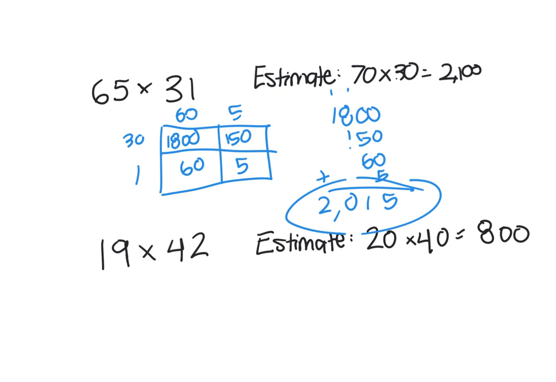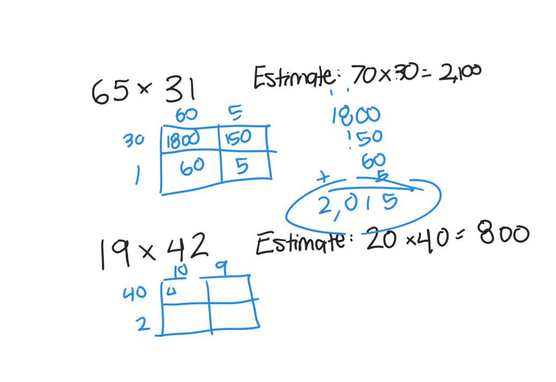All right, one more. 19 times 42. Again, our estimate, when I rounded our numbers, I estimated this answer should be around 800. So let's break this up. Let's find an exact answer. 10 plus 9 is 19. 40 plus 2 is 42. Now let's find our partial products.